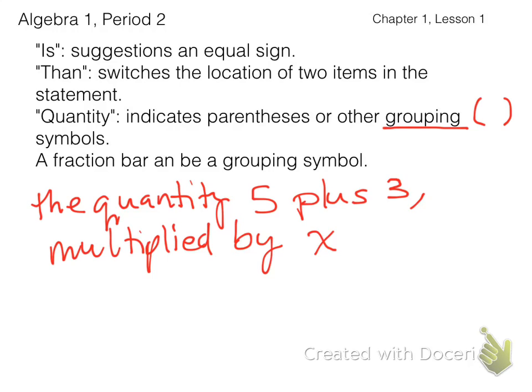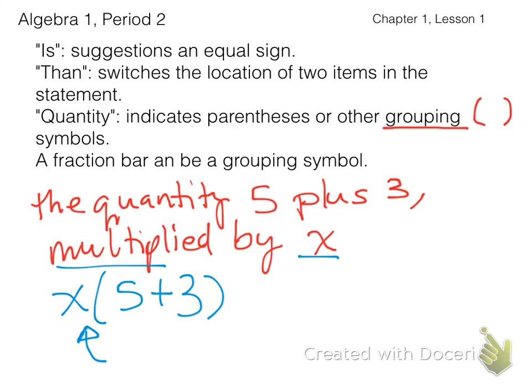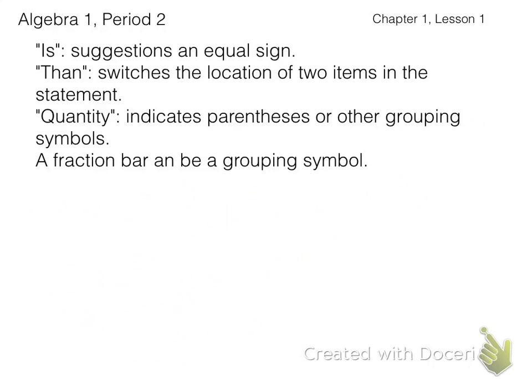So if I were to write this expression out, I'm going to get 5 plus 3, and then I'm going to multiply by x. And I can put the x on this side of the equal sign or this side of the equal sign. Because just a reminder, when you have a number or a letter right next to parentheses, that implies multiplication. Okay? So just remember that. Quantity means parentheses or some other form of grouping symbol, but not necessarily a fraction bar, because fraction bars can be grouping symbols as well.